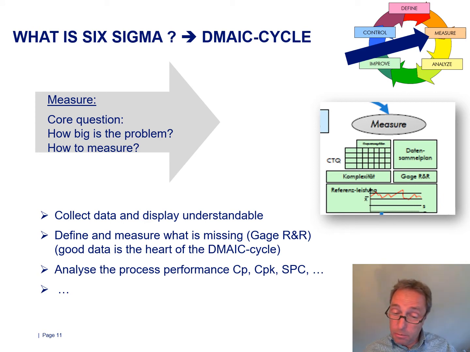And there we have to take care about also a gauge RR, that we get this what we want to have and that we also can trust this. And of course we have to analyze the process performance. We have to calculate the CP, the CPK, the SPC, and so. This is what belongs to the measure phase.